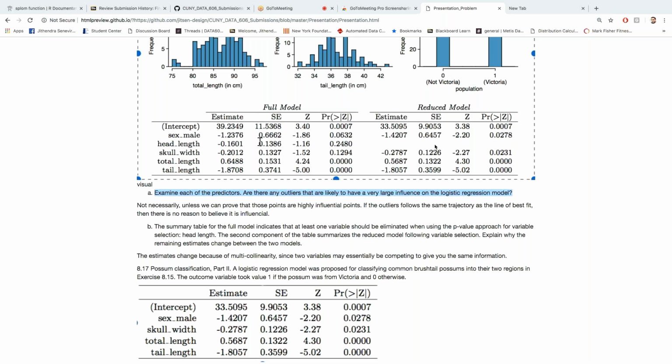It's because if there's collinearity, two variables will be competing to share the same information. So if you remove one of them, then all that information will be captured in another variable in the remaining variables. So naturally, the p-values are going to change.